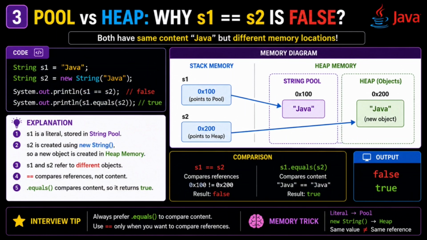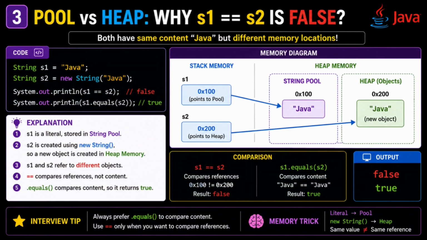This is one of the most frequently asked Java interview questions. The answer is false. Why? Because S1 points to the object stored in the string pool. But when we use String S2 equals new String, Java creates a brand new object in heap memory. So now we have 2 different objects containing the same content. And that's the key difference.